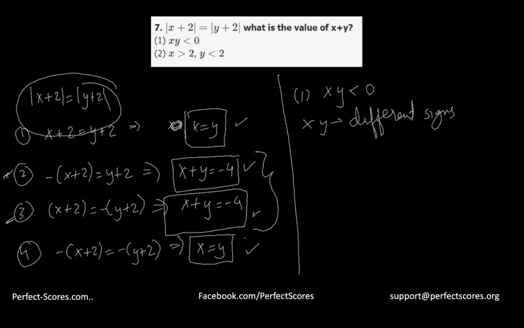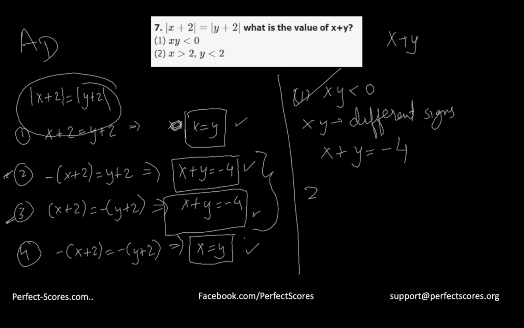So the only thing that you get from there is x plus y is -4, and the question is actually asking you the value of x plus y. So hence this statement is sufficient. It's either answer option A or answer option D. Let's look at the second statement.